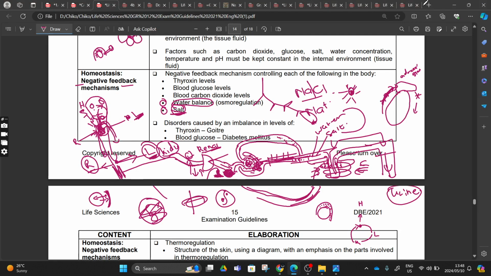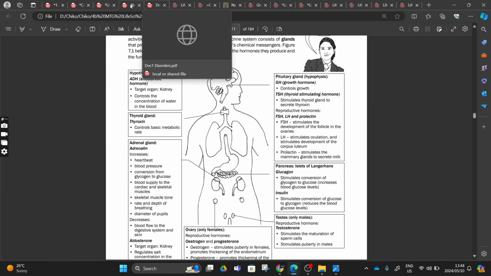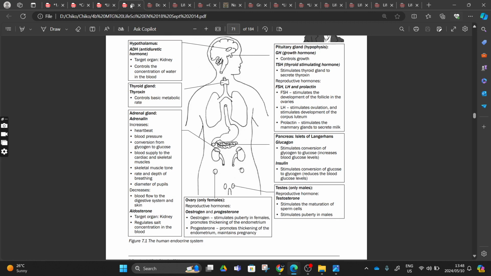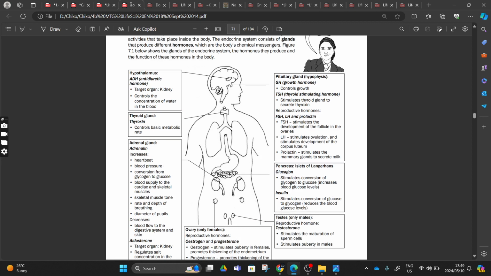So let's come here to our sketch. Let's move here. You can see the glands. We have the glands. I was fascinated by the heart, man. I'm fascinated by the heart.